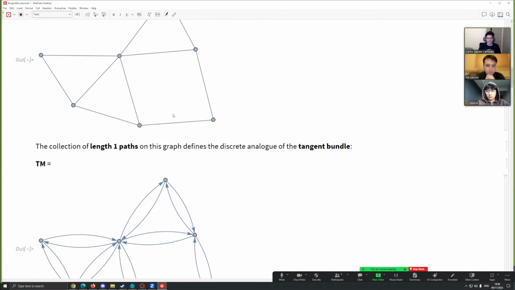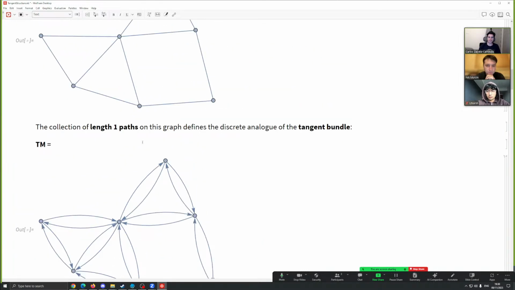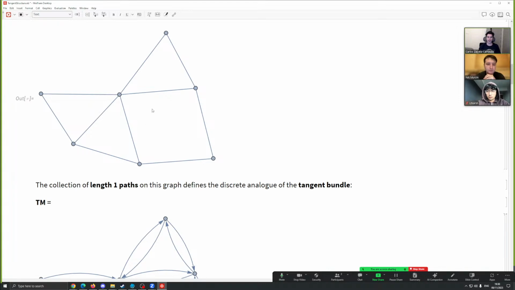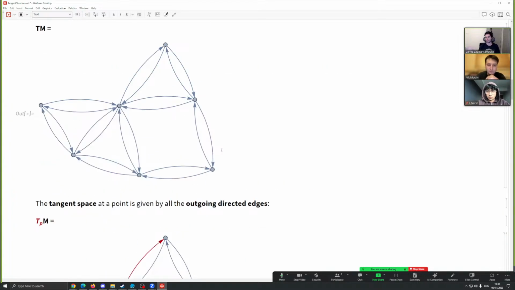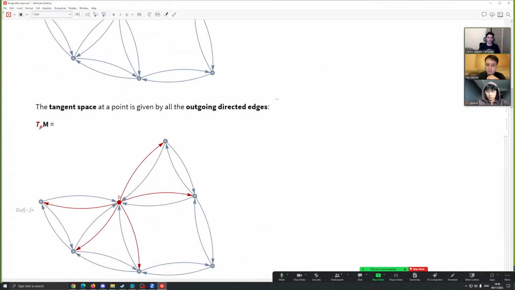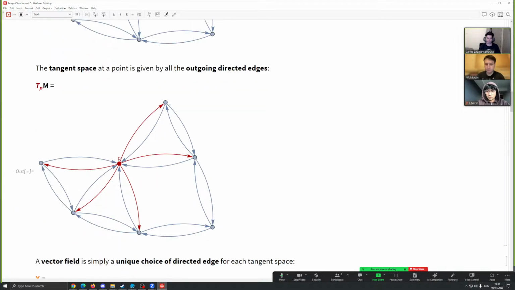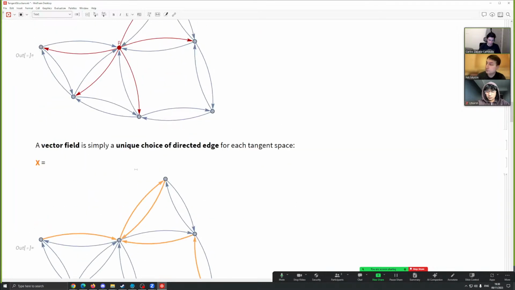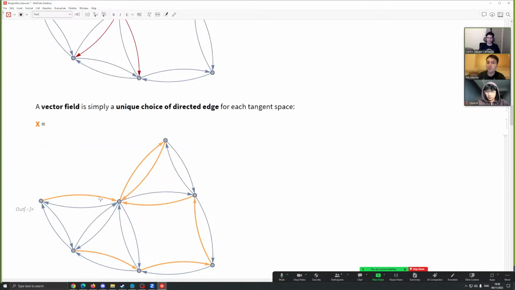So the tangent bundle would look like this. Basically, you take all the pairwise undirected edges and you double them with directed edges. And of course, the tangent space at a point will just be the collection of edges that are outgoing from any given vertex. Naturally, a vector field will be a choice of such directed edges for each vertex.